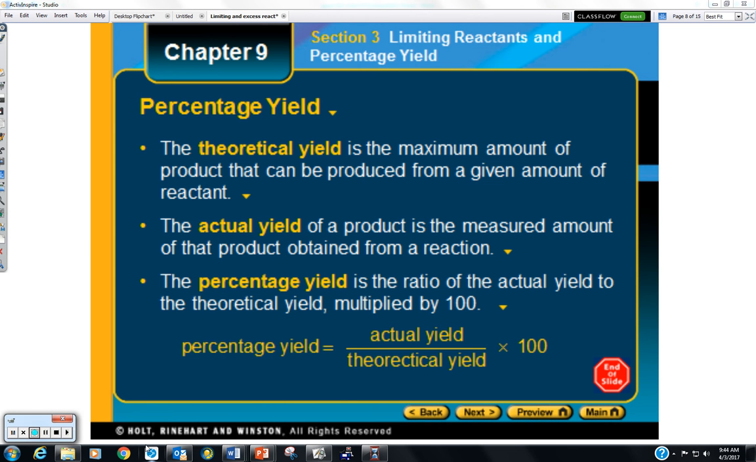Now, a lot of times we're going to use this in conjunction with limiting and excess, where you would do the limiting and excess first and determine the limiting reactant to get your theoretical, and then you come into this. But I want to teach you this part first because it's easier, and then we'll go back to limiting and excess. And I'm going to try to show you a shortcut for limiting and excess when we do it, so that you don't have to do as much.